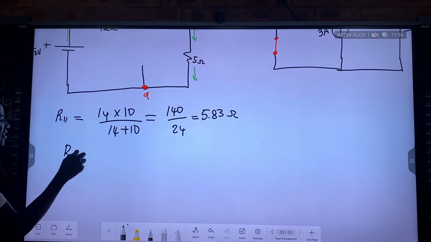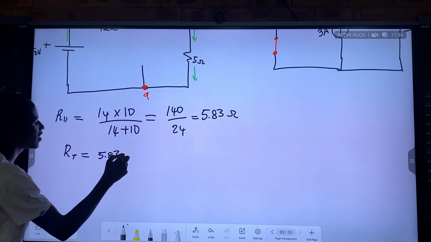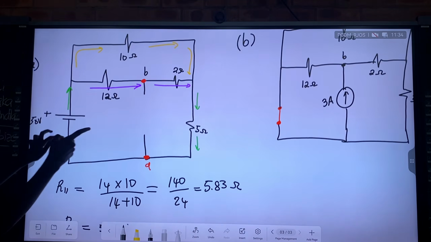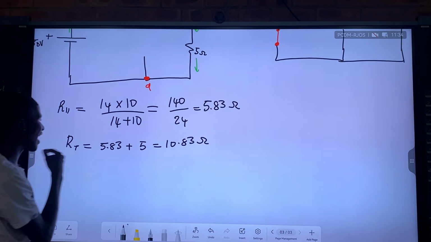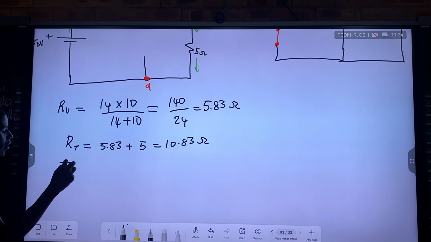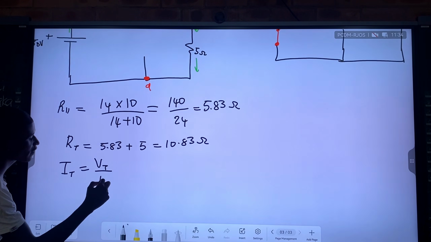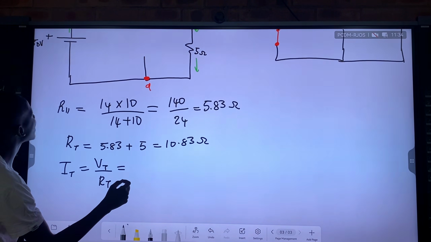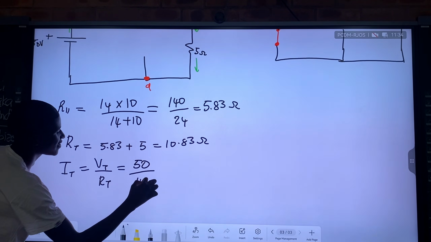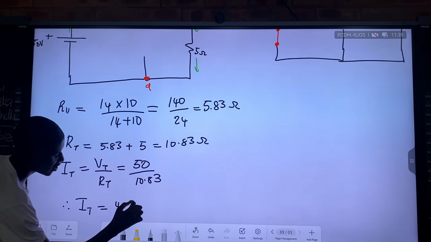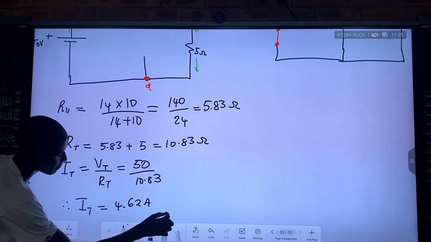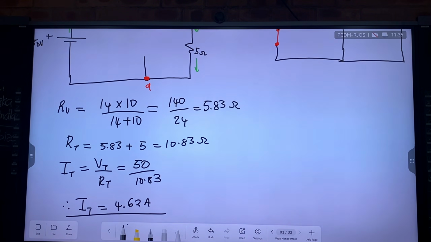So our total resistance will be 5.83 ohms plus 5 ohms, which gives us 10.83 ohms. That's our total resistance. To find our total current, we say total voltage over total resistance. Total voltage is 50 volts, total resistance 10.83. What is the total current? It is 4.62 amperes.